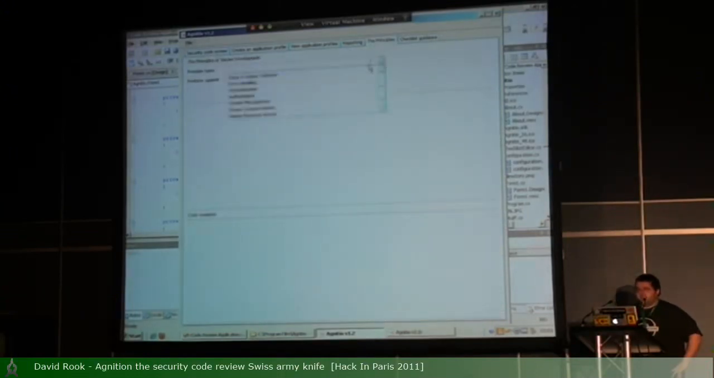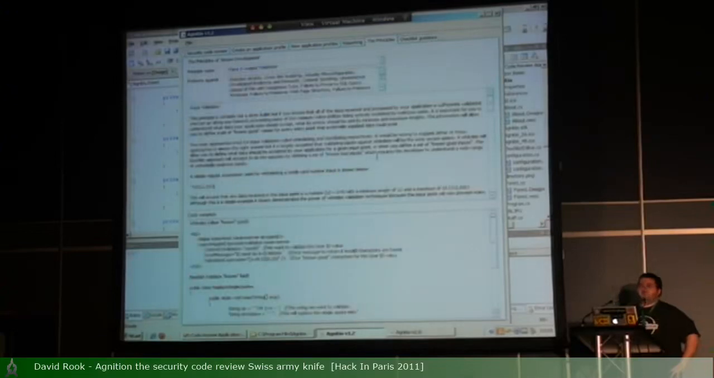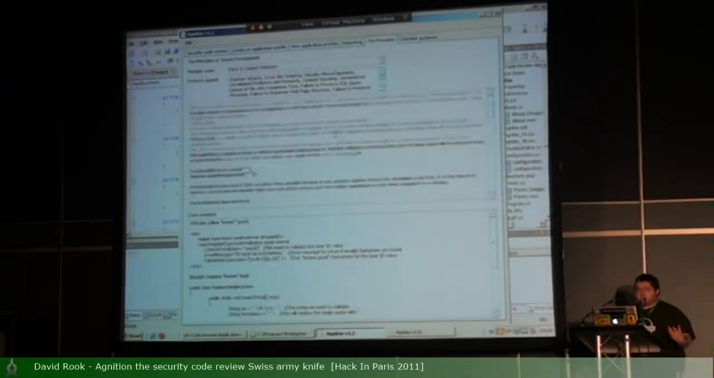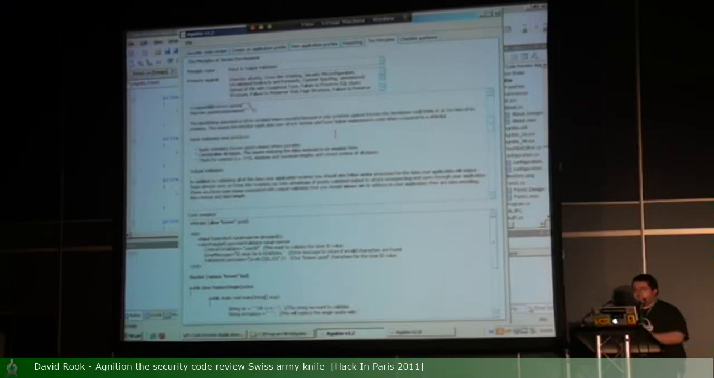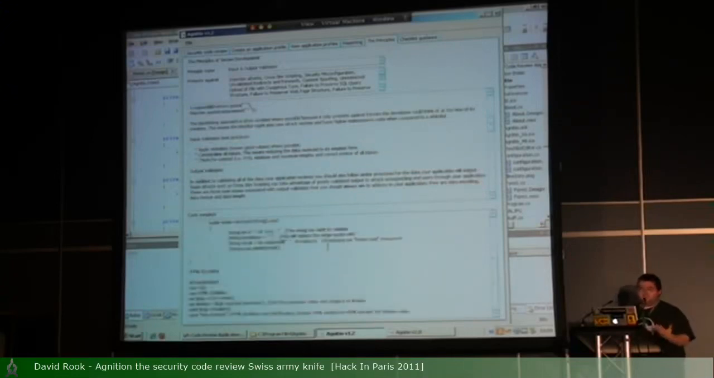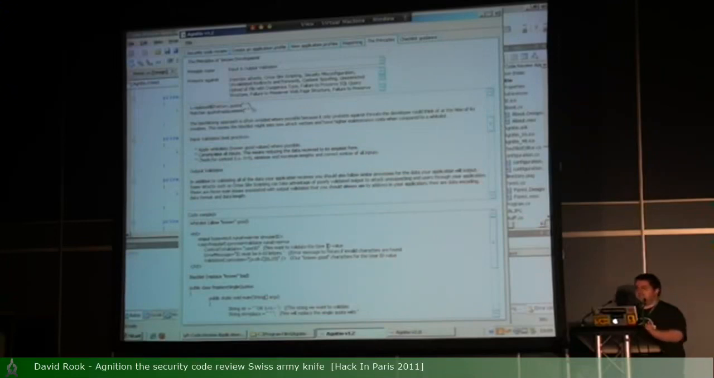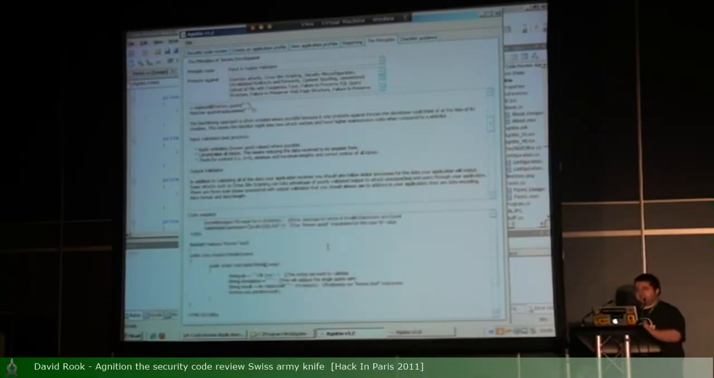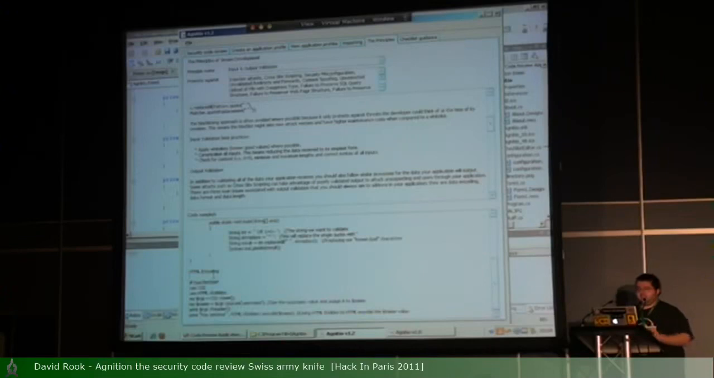So how about go and have a look, find out a bit more about input and output validation. You can see the types of vulnerabilities input and output validation can help prevent. You've got a whole section in here talking about input and output validation, best practices, what you should do. And then at the bottom, different code samples. So we've got one for whitelist validation. The one in the middle here is blacklist. And then just a real simple HTML encoding example.